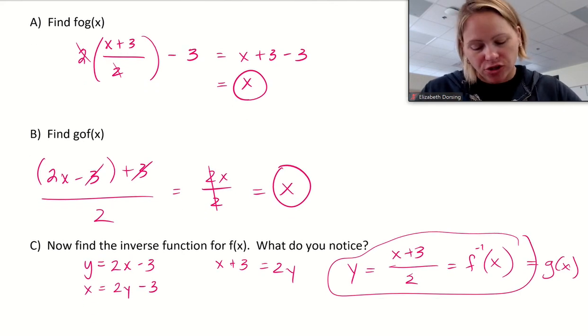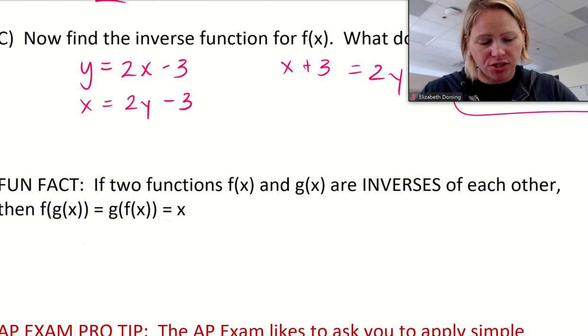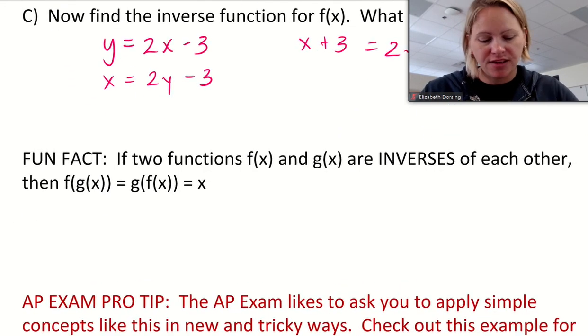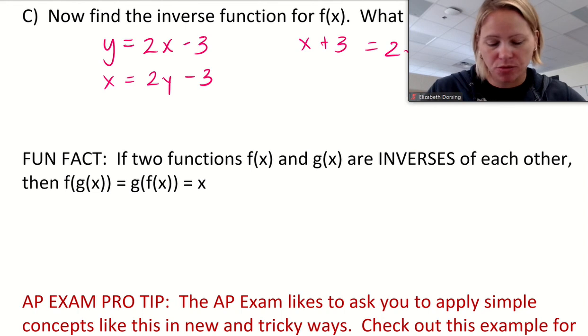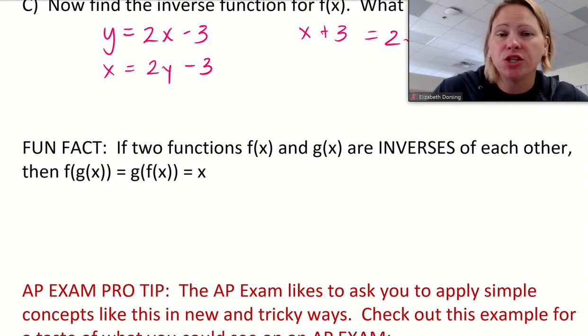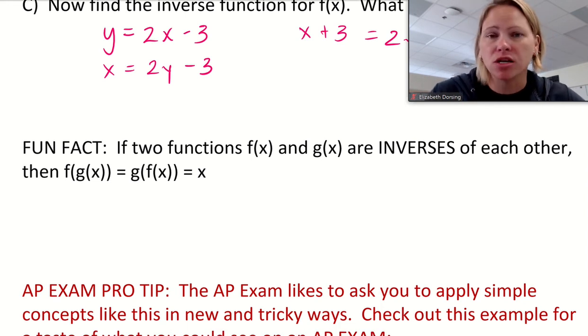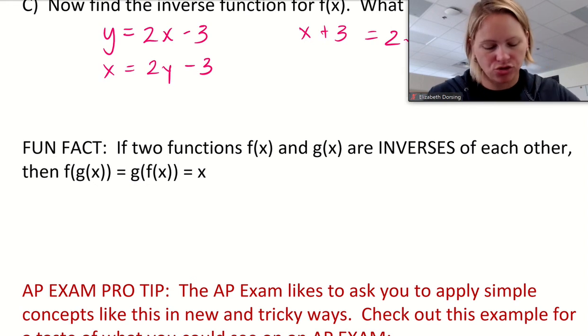So when two functions are inverses of each other, we get this fun relationship here. We get f of g of x and g of f of x both equaling x. So anytime you need to test if two things are inverses, you can use this composition trick.